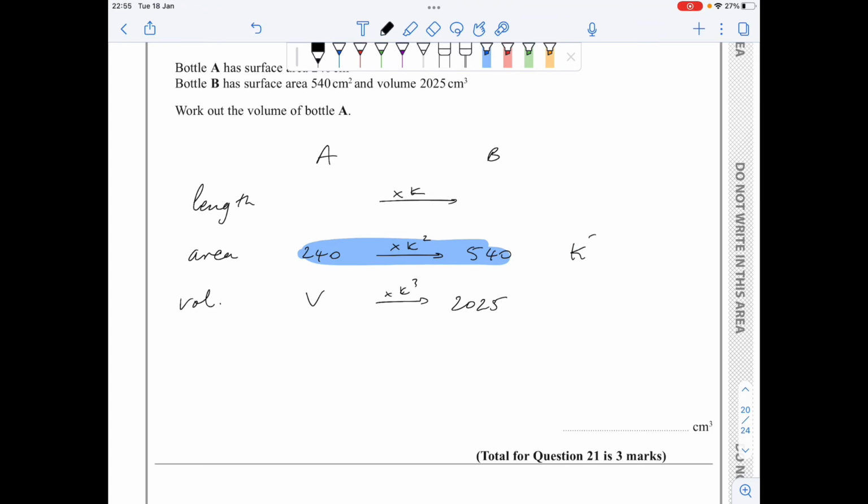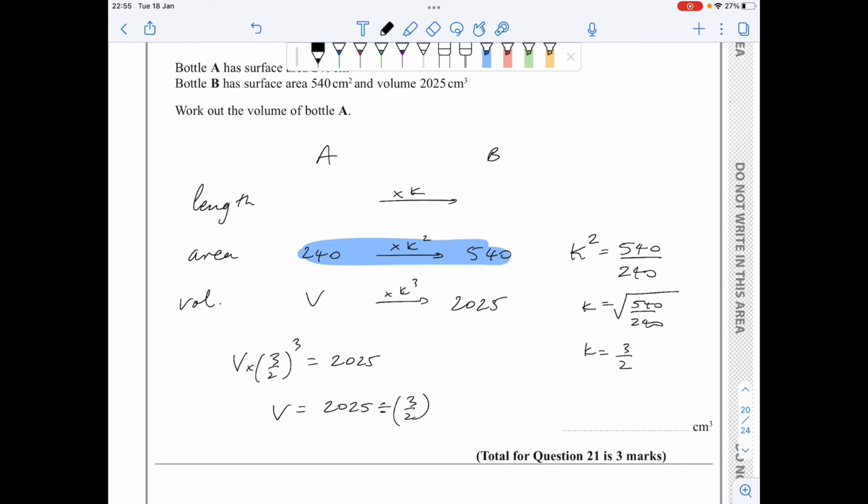Now, k squared is equal to 540 over 240. And if you do, k is equal to the square root of this ratio, k comes out to be 3 over 2. And then I'm going to take the unknown volume v times 3 over 2 to the power of 3 should give me 2025. So v is 2025 divided by 3 over 2 to the power of 3. And this will give me 600 centimeters cubed.